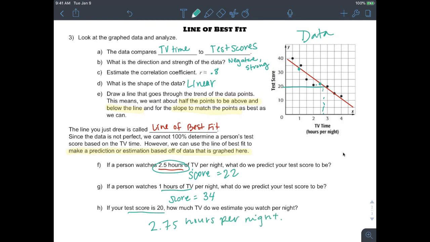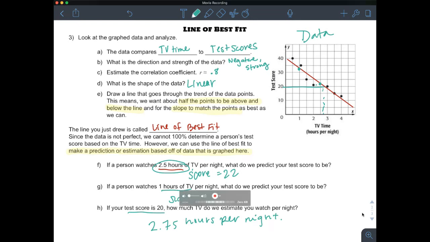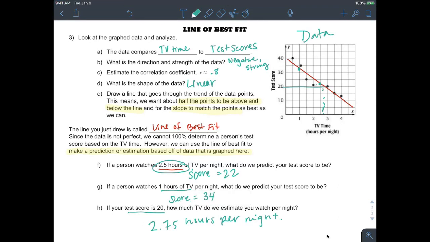And that's all we're going to do for right now. If you're in pre-calc, we're going to look at this stuff later. And if you're in Math 1, we're going to expand upon this information a lot later.